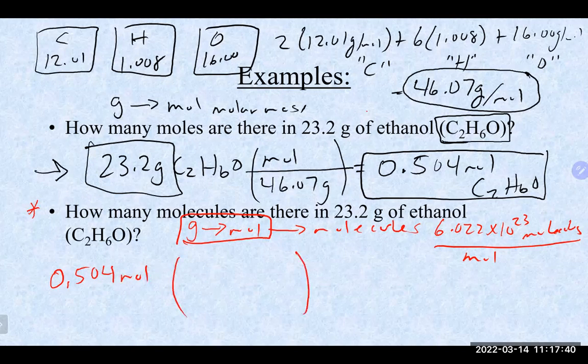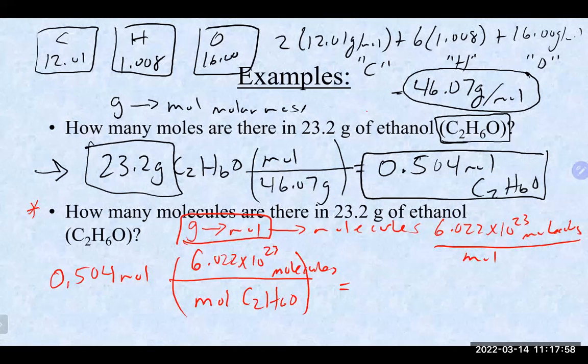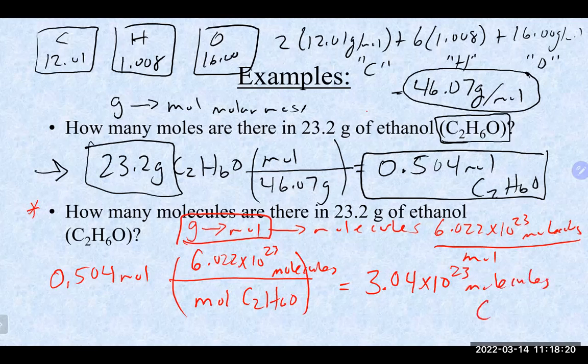And we would want to use Avogadro's number the way I just wrote it. Moles would go on the bottom. Avogadro's number here would go up on top. And again, the units here would be molecules, as C2H6O is a molecule. We also want to make sure that we use our exponent button, obviously, when we put in Avogadro's number, and we should end up with something like 3.04 times 10 to the 23 molecules of ethanol.